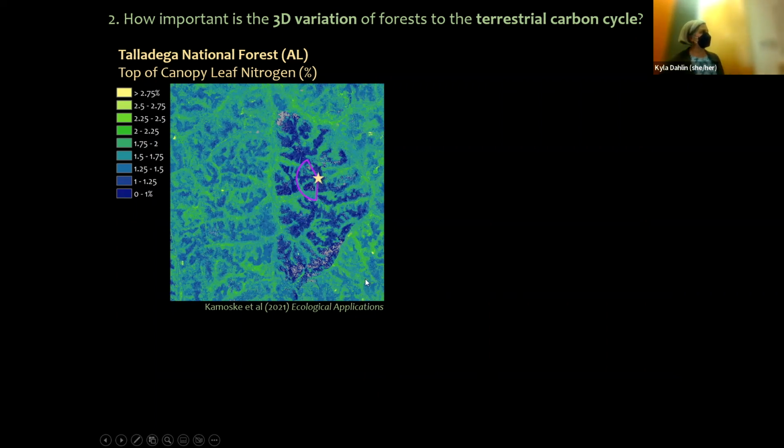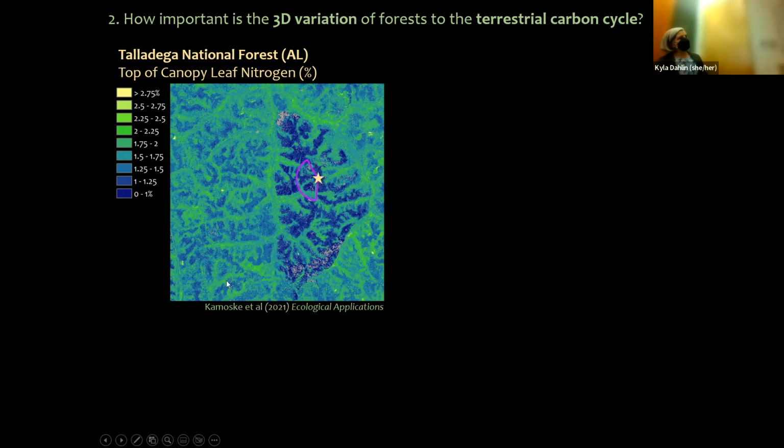And so I'm going to spend some time talking about this one because it was surprising and also, I think, pretty cool. So this is a snippet of Talladega National Forest, which is in Alabama, one of the sites that we visited. And this is a map of top of canopy leaf nitrogen. If you're wondering, this star is the location of the NEON eddy covariance tower, and this purple area is its flux footprint.